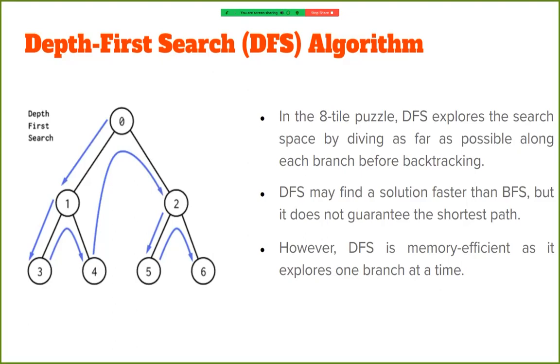DFS may find a solution faster than BFS by this branching and backtracking technique, but it does not guarantee the shortest path. However, DFS is memory efficient as it explores one branch at a time, whereas BFS has many nodes of branches that it contains and stores at all times. Now Koishi will present the UCS algorithm next.